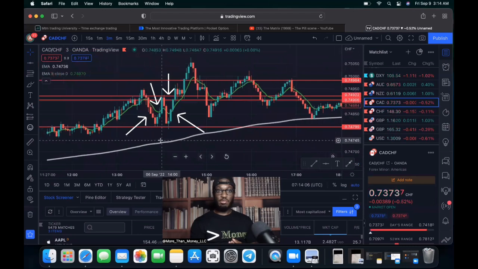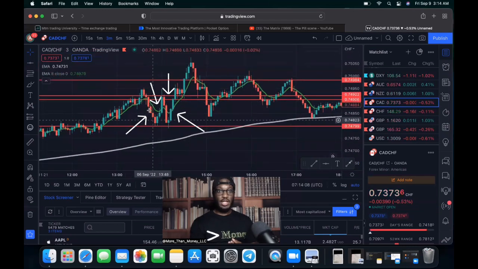We see some clean money zones over here. One, it showed us, you know, we got some more confirmation. Third time, going to get you some money out of that. Fourth time, going to get you some money out of that. Let's jump to another pair.